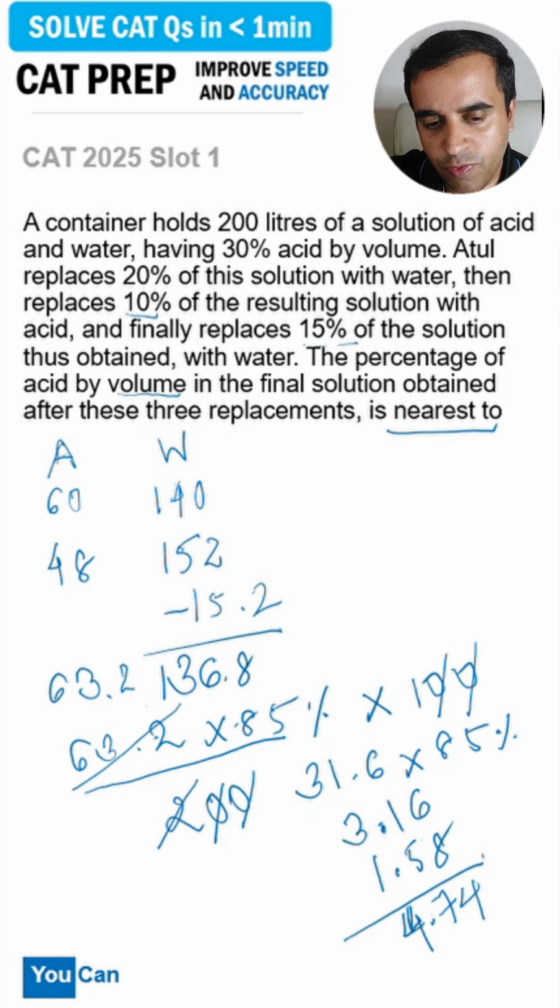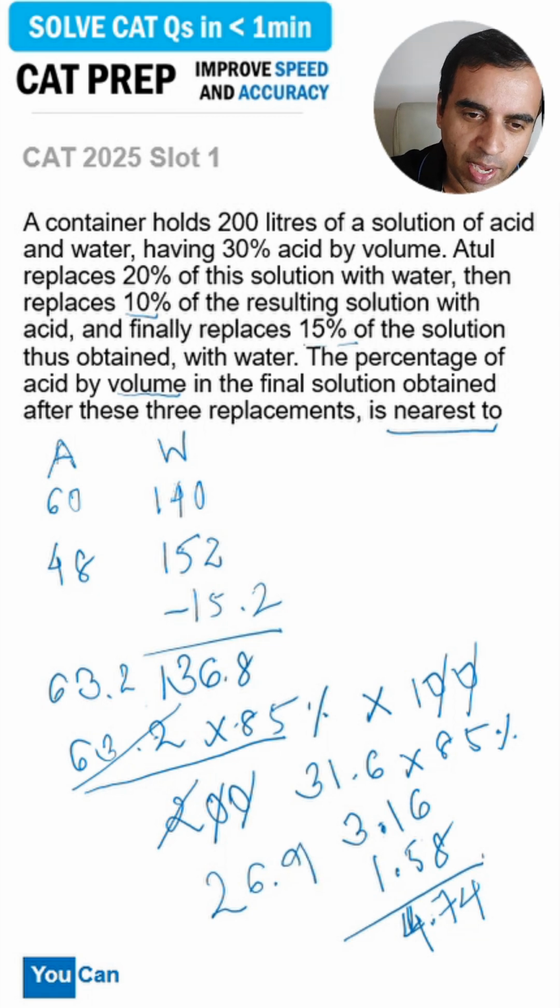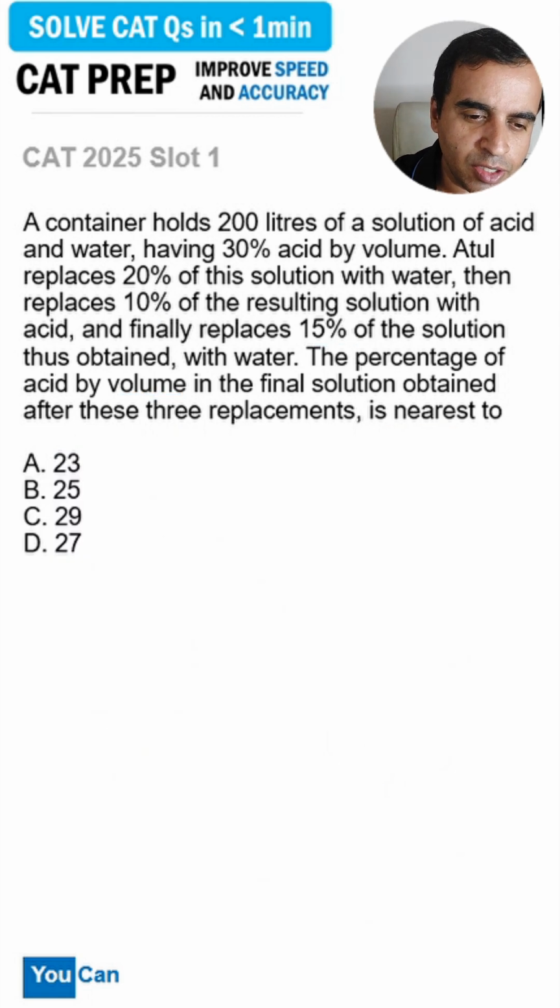If you had removed 5 units, you would have got 26.6. So 4.74 would take you closer to 26.9, maybe 26.9 or something like that. Okay, do we have an answer which is available to this? It is there. It's option D, which is 27.